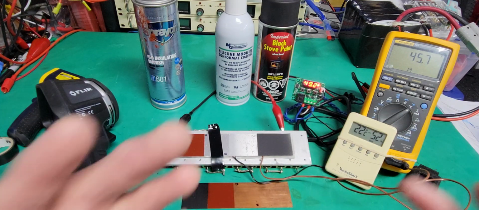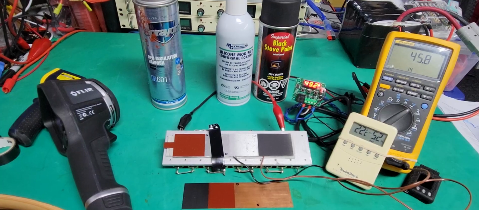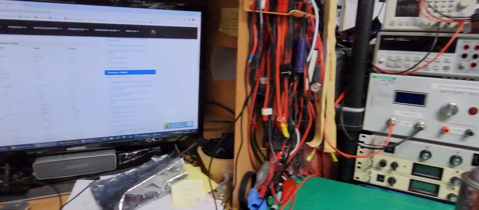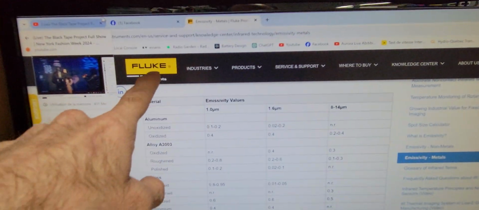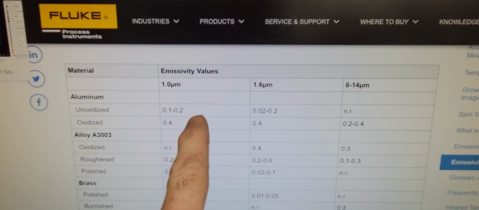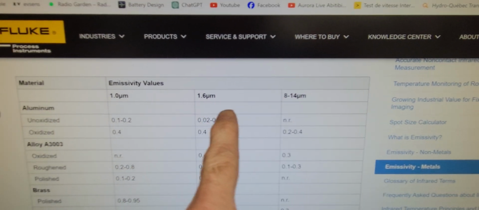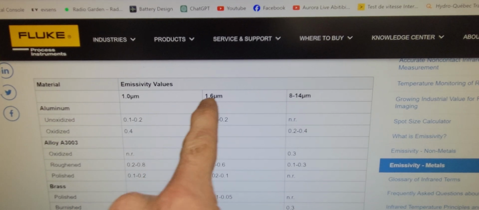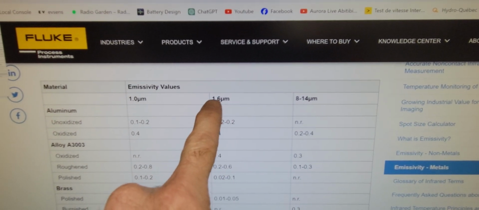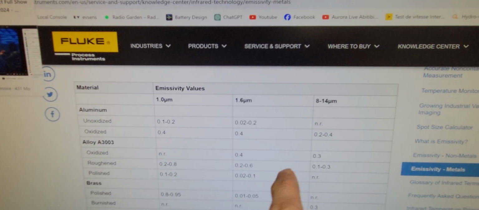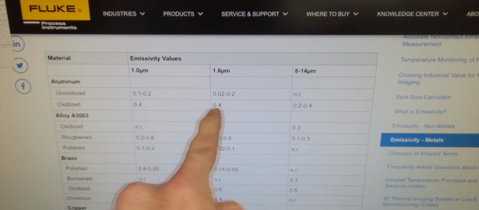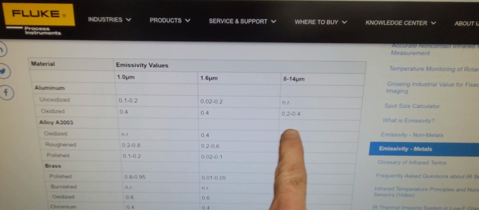So guys, I hope you appreciated a lot, and I will end this video by showing you an example of an emissivity table that we can see on the internet. So you see here, this is on the website of Fluke, and you will see aluminum emissivity, and this is in the range of the thermal camera in the infrared range. So this is 8 to 14 microns wavelength, 1.6 and 1. So normally you will use these two here. It's about the same, but you see aluminum is 0.2 to 0.4.